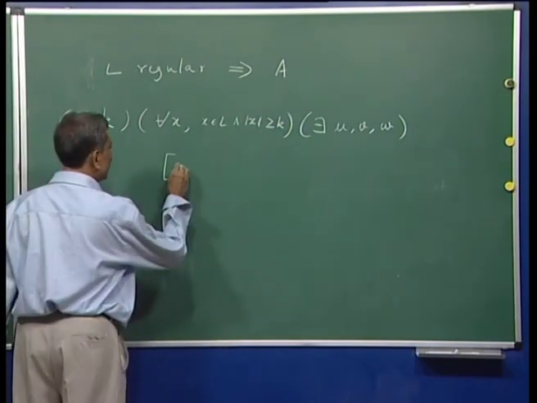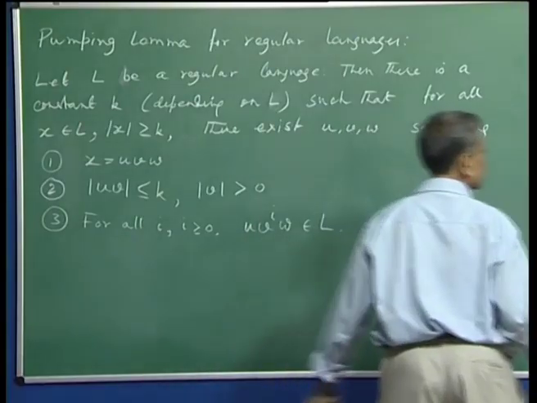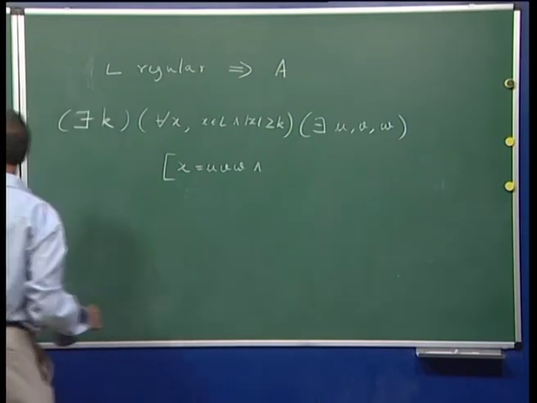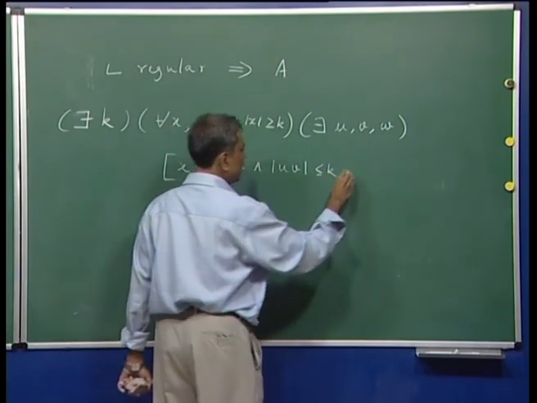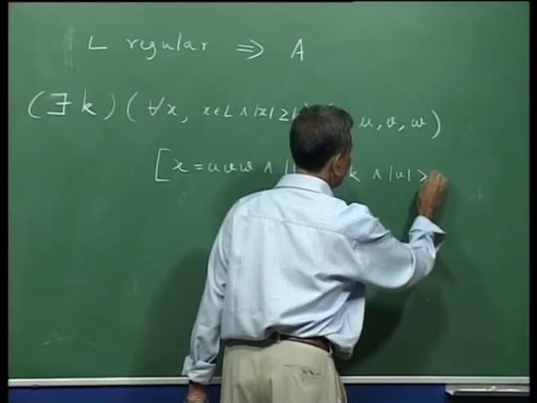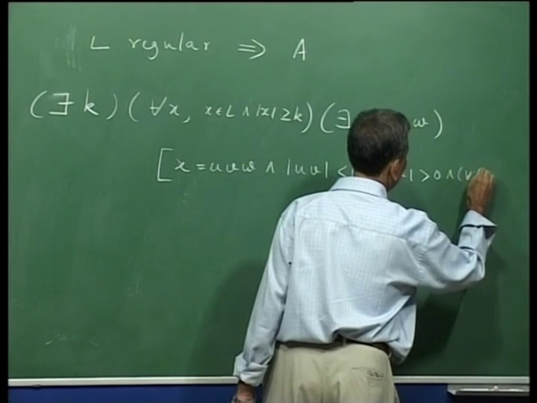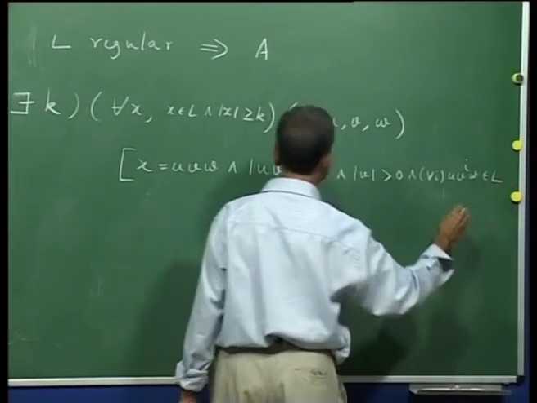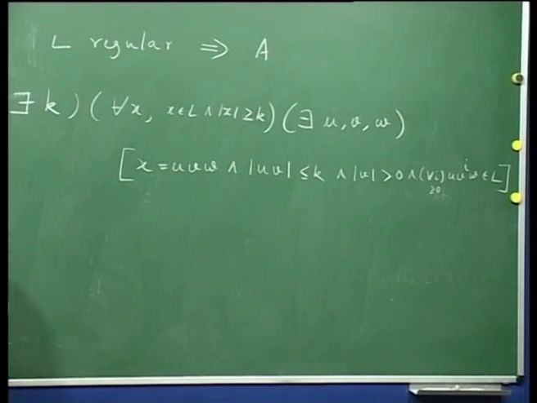It is saying that the string x is uvw, that is the first thing we said. Then we are saying that length of uv is less than or equal to k, and our next conjunct is length of v is greater than 0, and finally, we are saying for all i, uv^i w is also in the language, for all i greater than or equal to 0. Right? This is the formalism of logic. I have just rewritten that.